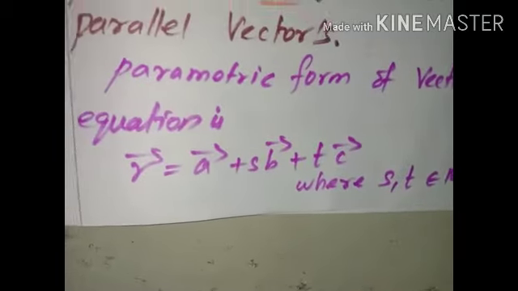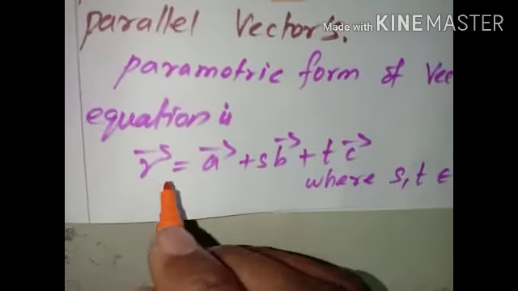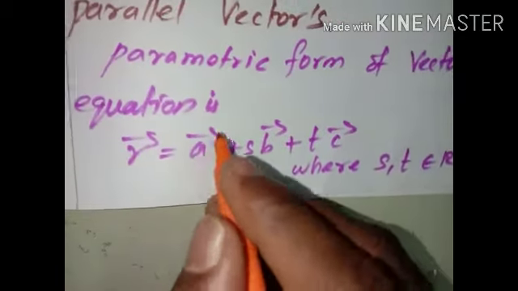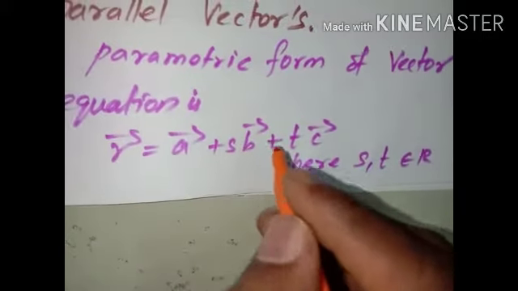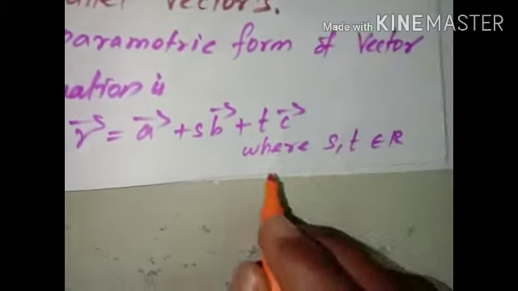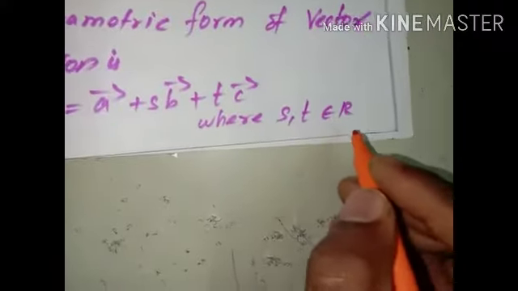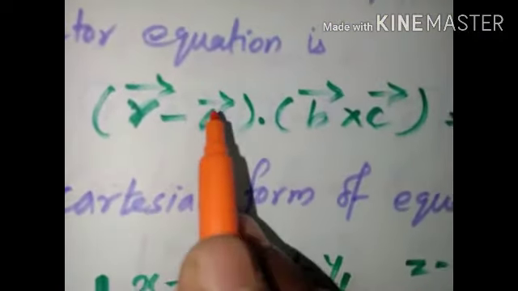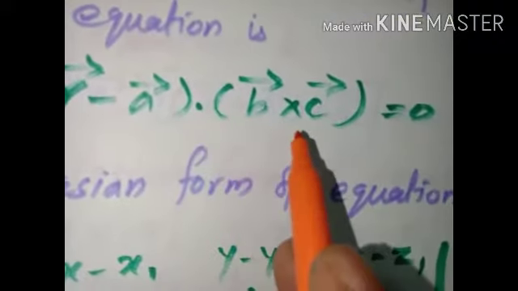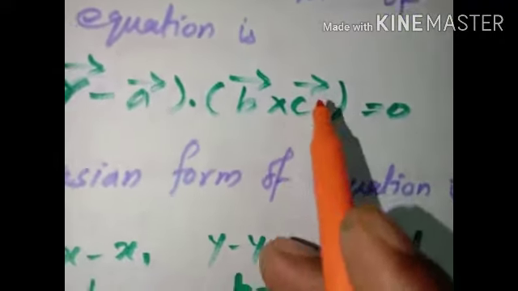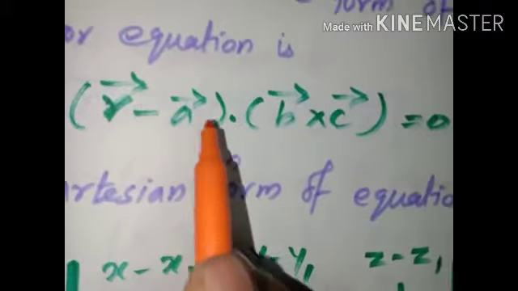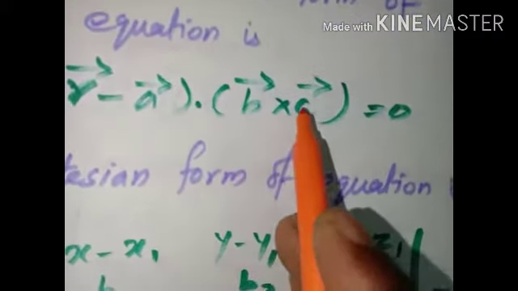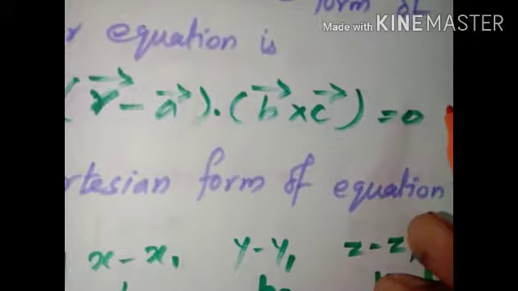The parametric form of vector equation is r vector equal to a vector plus s b vector plus t c vector, where s, t belong to R. And the non-parametric form of vector equation is (r vector minus a vector) dot (b vector cross c vector) equal to 0.